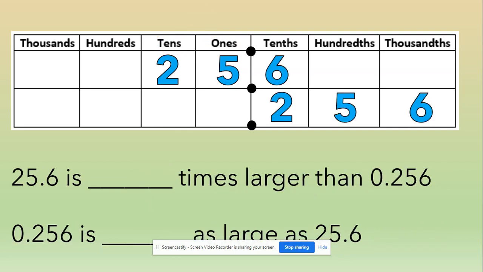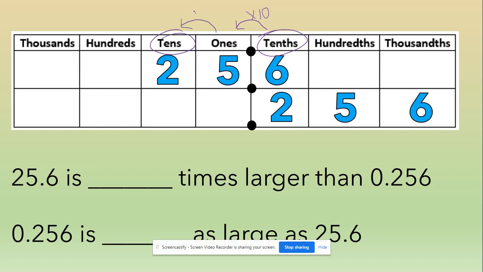Here we have 25 and 6/10 compared to 0 and 256 thousandths. Let's see, we can use the 2 again. So the 2 in the tens place, and we're comparing that to the 2 in the thousandths place. This time we're moving 2 places to the left. So we have 1 place to the left, which is multiplying by 10, because the ones place is 10 times greater than the tenths place.